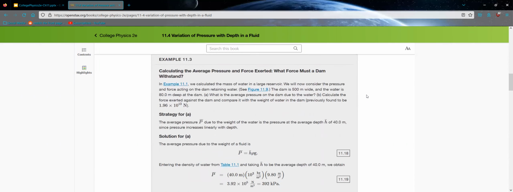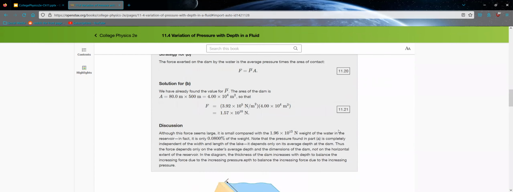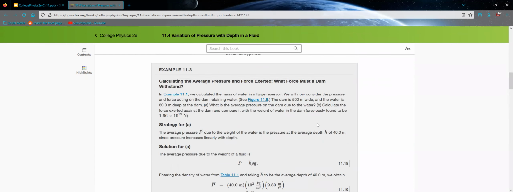So 11.3, calculating the average pressure and force exerted. What force must the dam withstand? From a previous part of the book, you calculate the mass of the water in a large reservoir. Using that information, we will now consider the pressure and force acting on a dam retaining said water, as shown here. You know what a dam is. The dam is 500 meters wide, and the water is 80 meters deep at the dam.